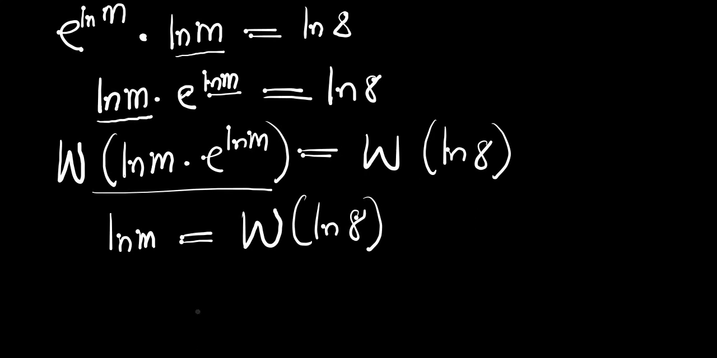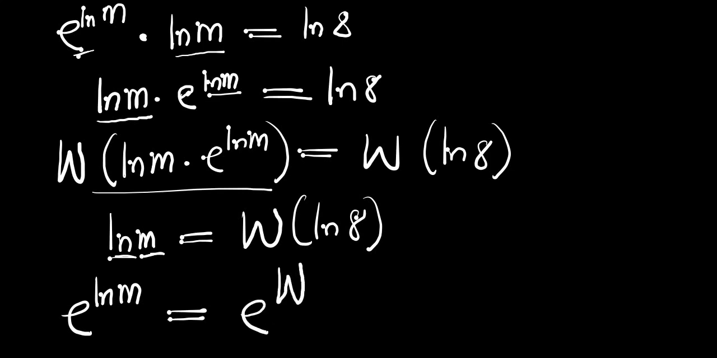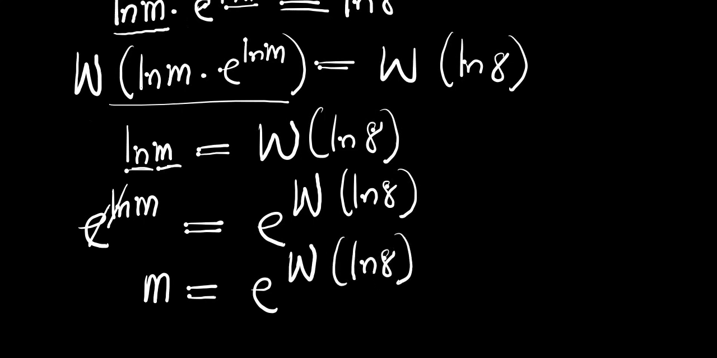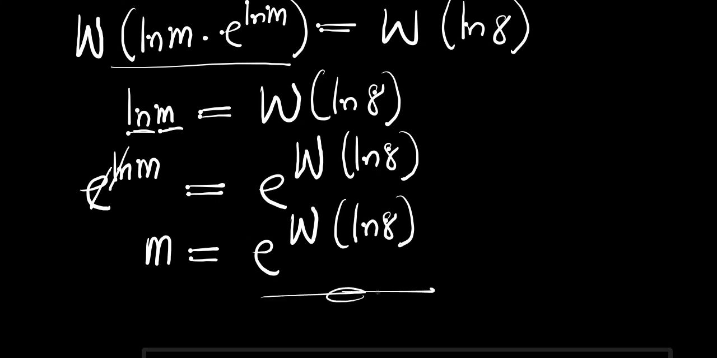Now we need to actually solve for m, so we need to try and eliminate ln here. That means we need to introduce e, like what we did here. So if you take the e of ln of m, you need to also introduce e here of Lambert W function of ln of 8. So this e here will eliminate the ln. That means you are going to be left with m equals e power Lambert W function of ln of 8. So this is the solution, but we need a more precise answer.